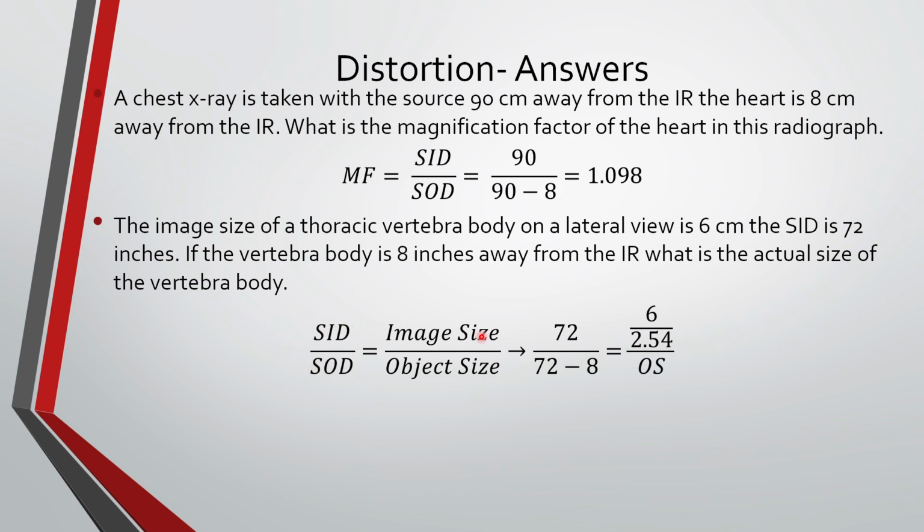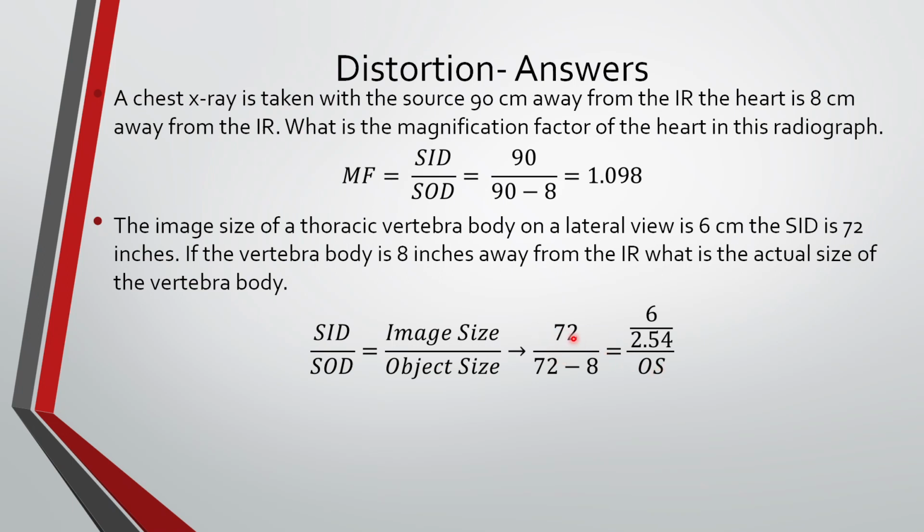So we'll go back to that, and we'll set this up right here. Okay, and we'll plug that in. All right. We know it's 8 inches away. So we'll set it up just like we did for the SID and SOD. Here we need to convert the centimeters to inches. So we're going to divide by 2.54 to convert to inches. All right, and we have the object size.